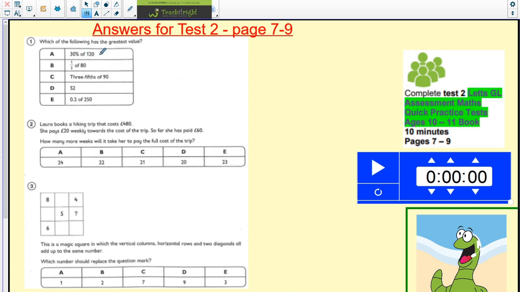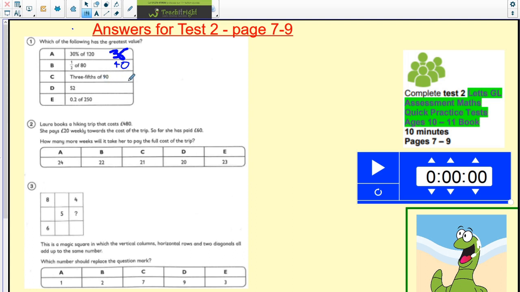So 30%, so I would work out 10% first. 10% is 12. 30% is 3 lots of that, so it's going to be 36. Half of 180, well, half is divided by 2, so that's 40. So we've already got a new winner.